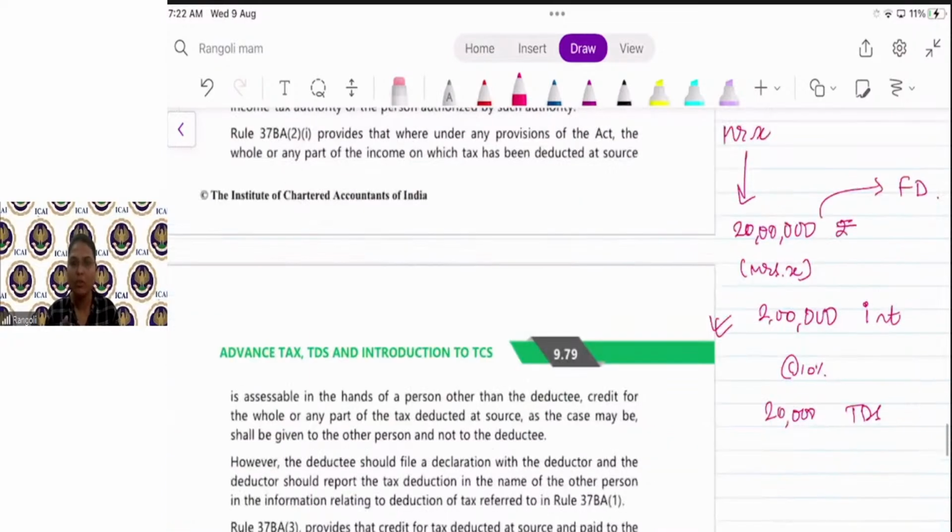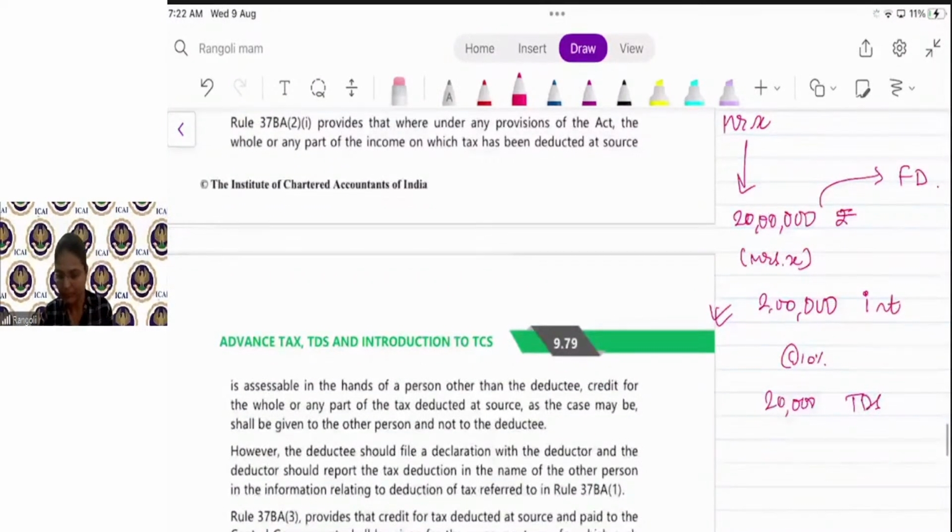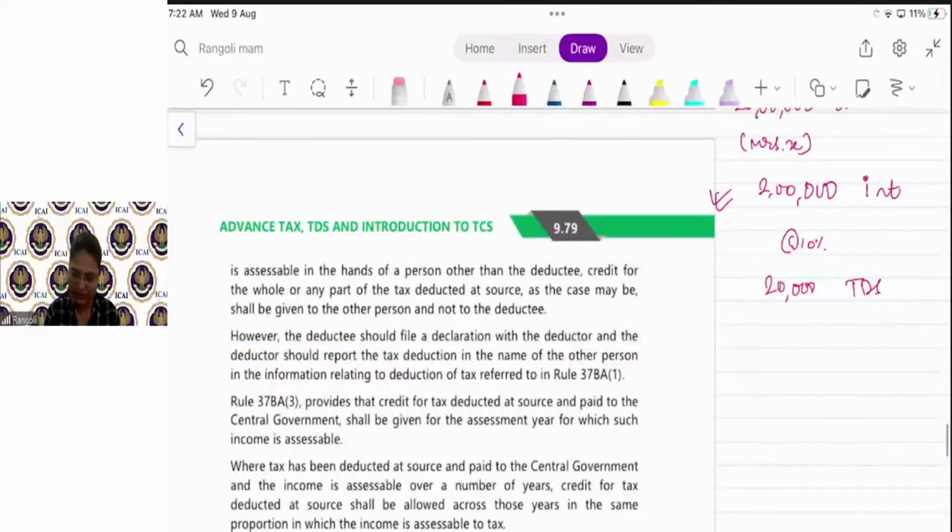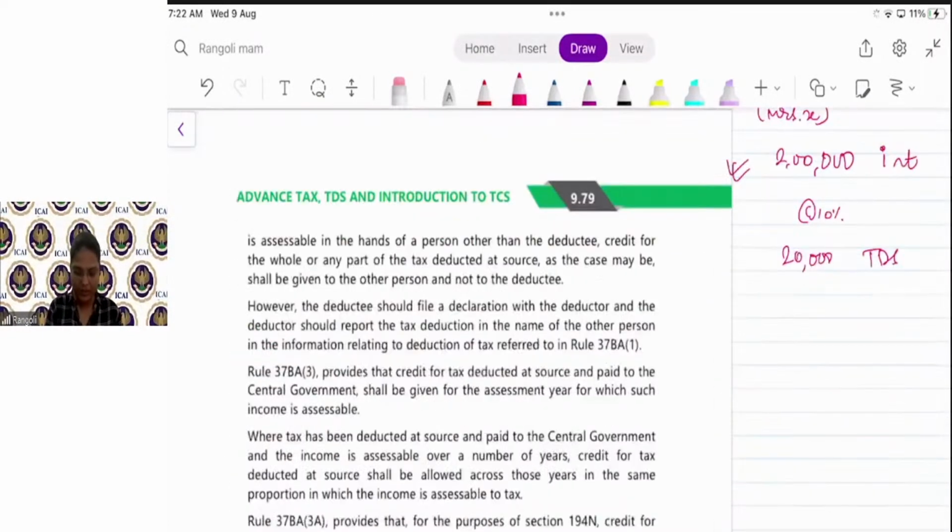So the provision is provided under Rule 37BA that if the credit is to be given to another person because the income is offered in that other person's hand, that is in Mr. X's, then Mrs. X will intimate to the bank that TDS is required to be deducted on account of Mr. X because it is taxable in the hand of Mr. X only. Okay, so the bank will deduct TDS on account of Mr. X. Clear everyone? Yes or no?